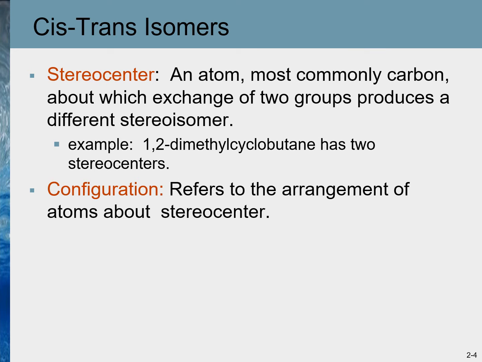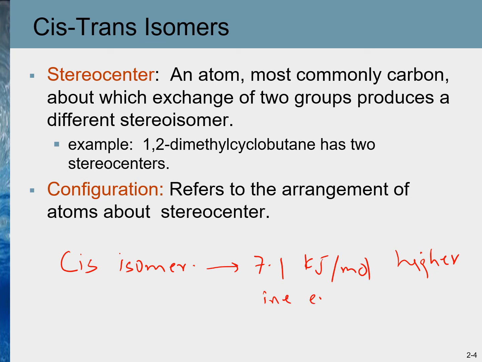stereoisomers and conformations. Another thing that should be noted here is that cis isomer is approximately 7.1 kilojoules per mole higher in energy than trans.